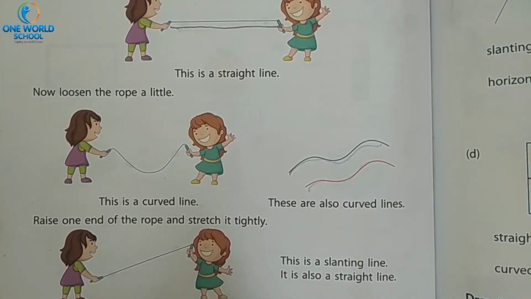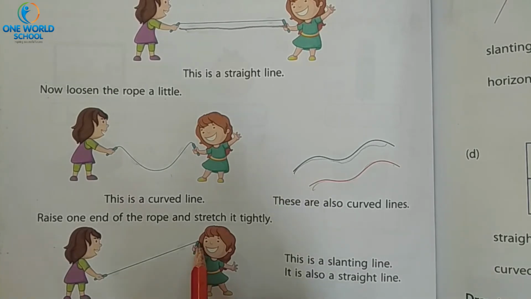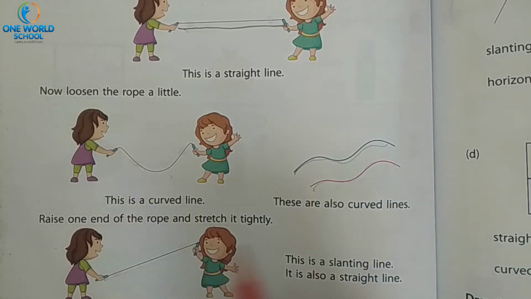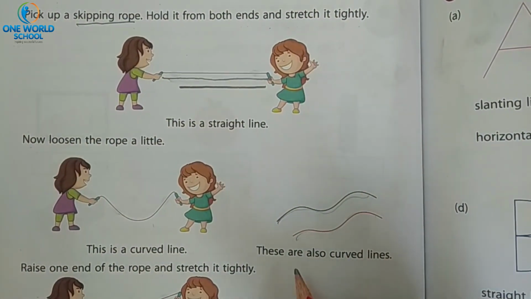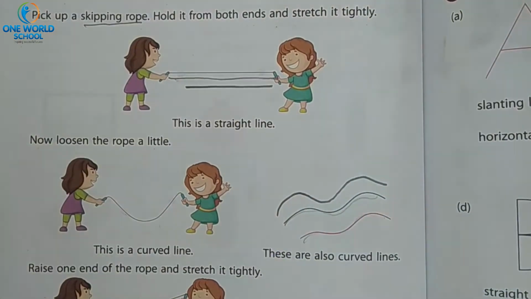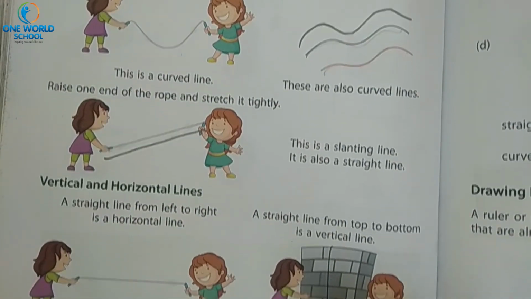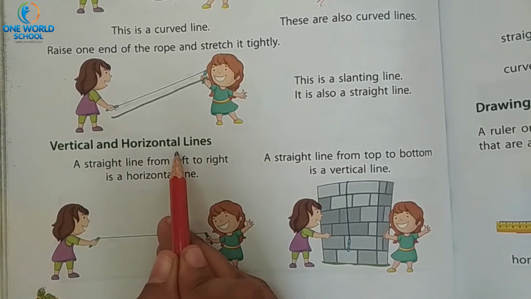Now, see. Raise one end of the rope. Then, which type of line will it become? It's a straight line, but it's also a slanting line. See, we have learned three lines: straight lines, curved lines and slanting line. Understood? Yes.